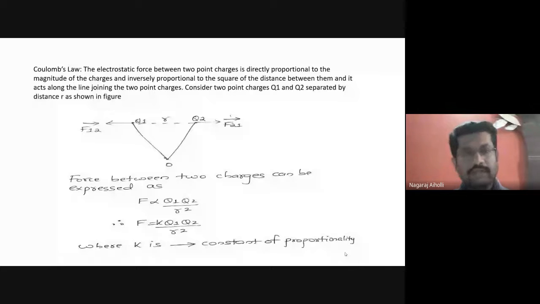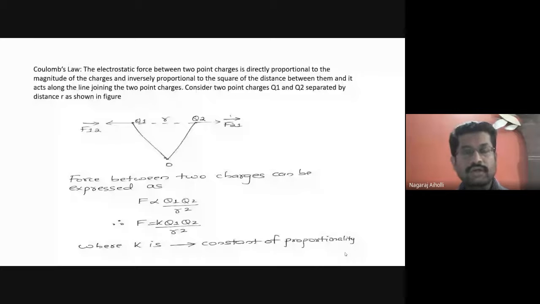When I use the word electrostatics, it means that the charges are static in nature. That means they are constant. They are not moving. Such charges we call electrostatic charges. And the scientist who provided the law on these electrostatic charges is Coulomb, and accordingly he stated a law which is called Coulomb's law.